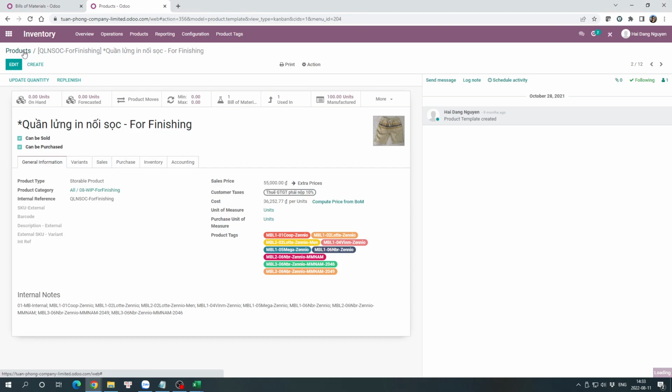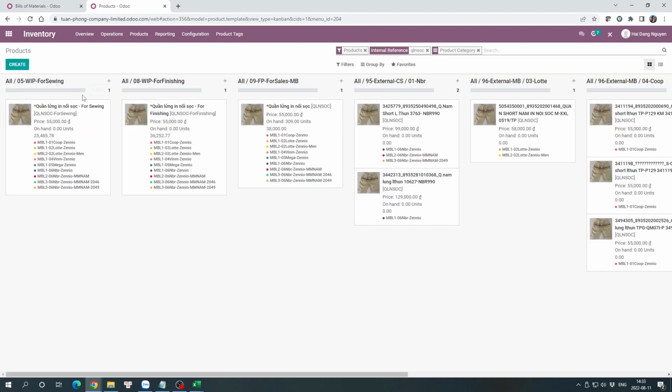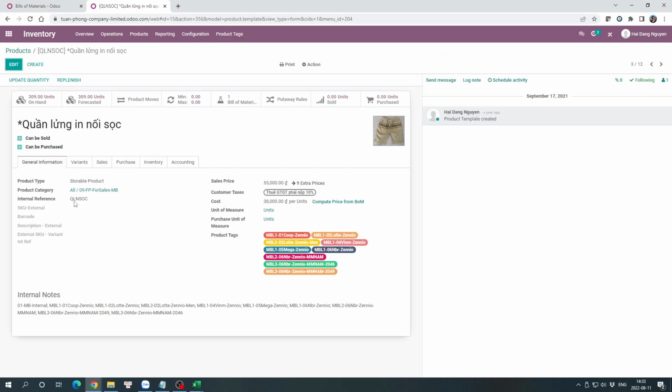So let's get back to this. Okay, 25,036, 238. So let's go in here and take a tour. So there you go. Internal reference, no more suffix. The price is now higher. So this is the unit cost.